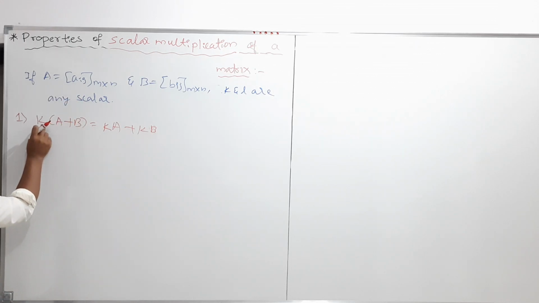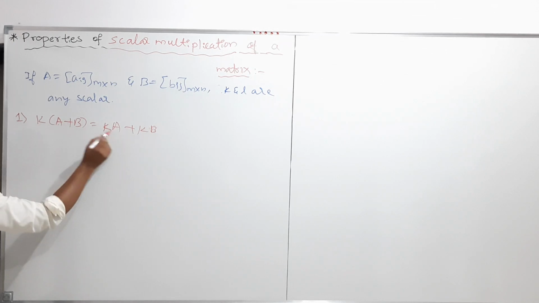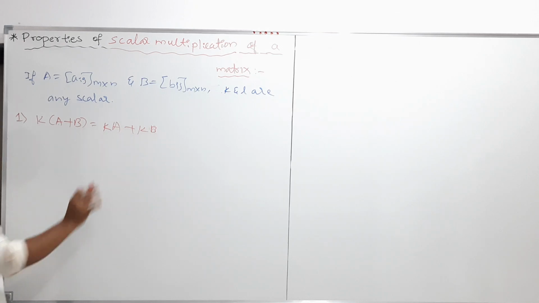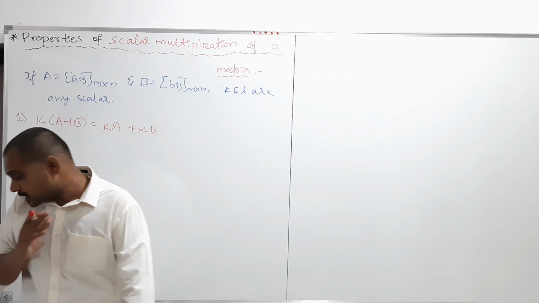So, to any constant, if you add the two matrices and multiply with the constant, whatever value you get, the same value you will get if you multiply the constant with A, and then multiply the constant with B, and then add these two values. The value will remain as it is. This is the first property.